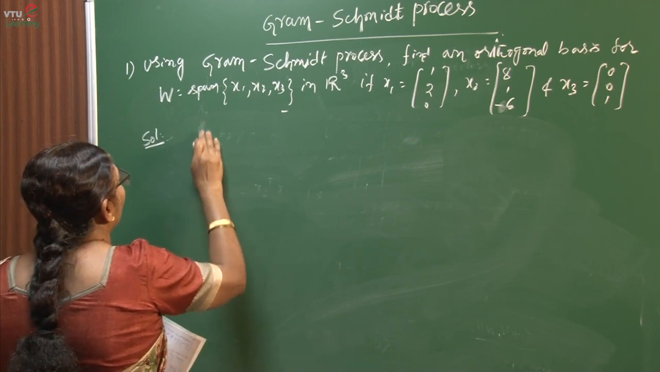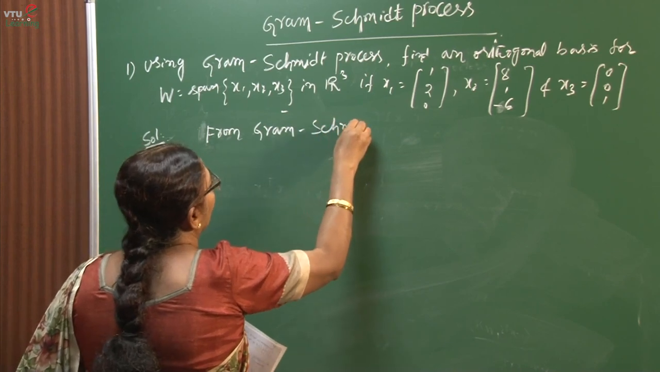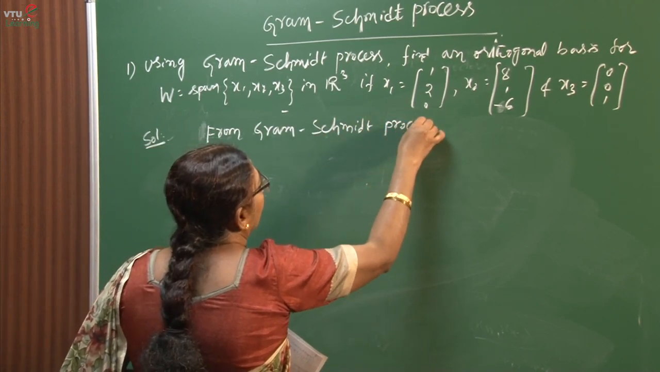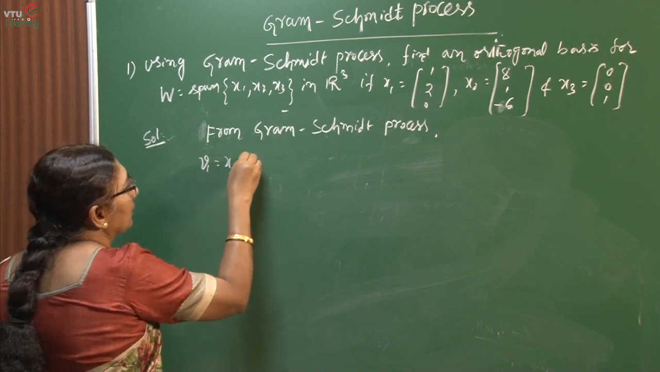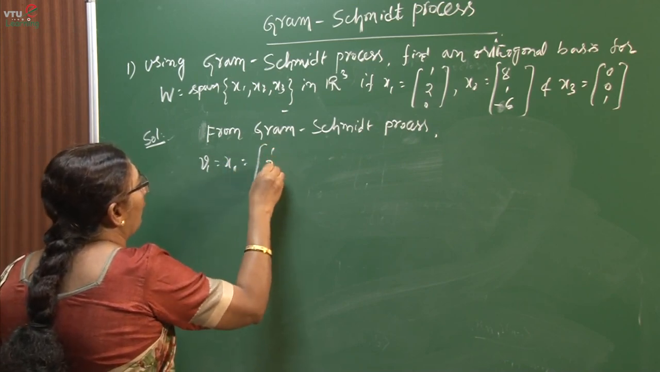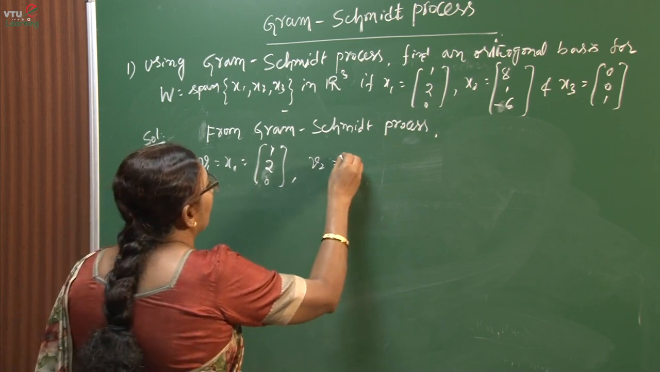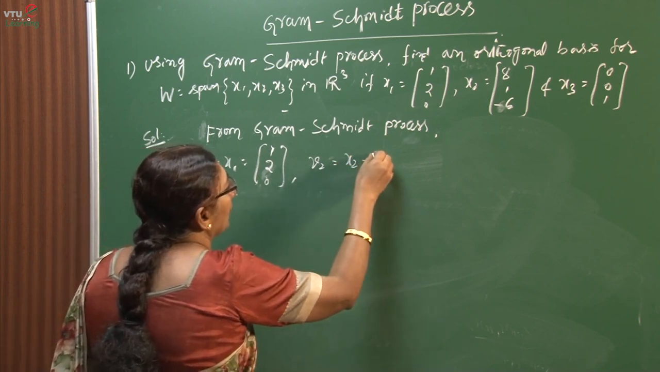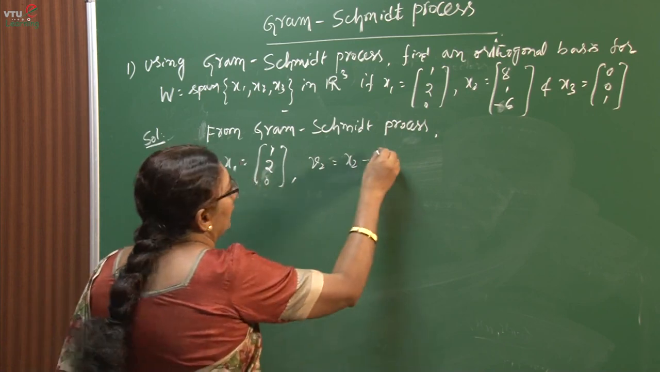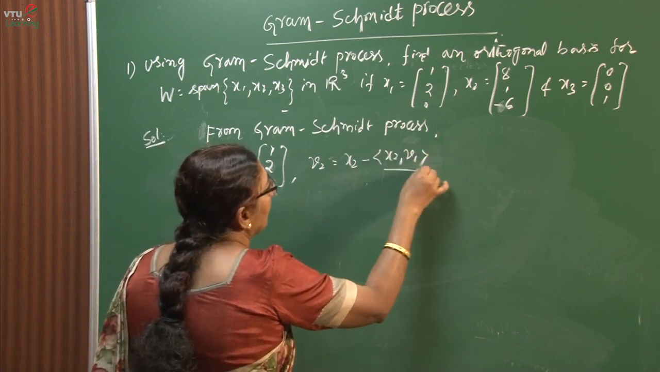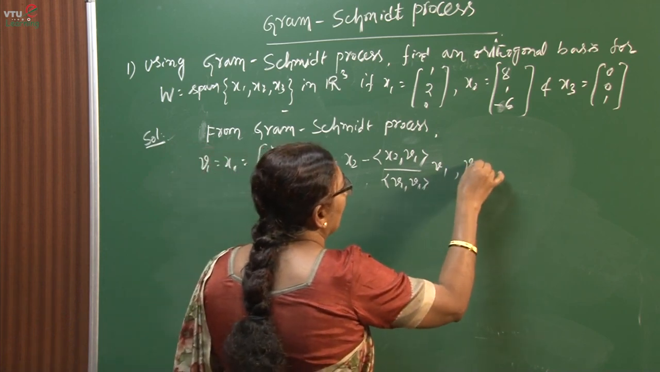Now, how to apply it, from which process? They gave the Gram-Schmidt process only; even without mention, you go for this. What does this process say? V1, we take new notation, must be equal to the given x1. What is my x1? 1, 2, 0. What is V2? V2 is nothing but x2 minus the projection of x2 with respect to V1, that is, x2 comma V1 divided by the inner product of V1 comma V1, into V1. Also write the formula for V3, because there are only three vectors.